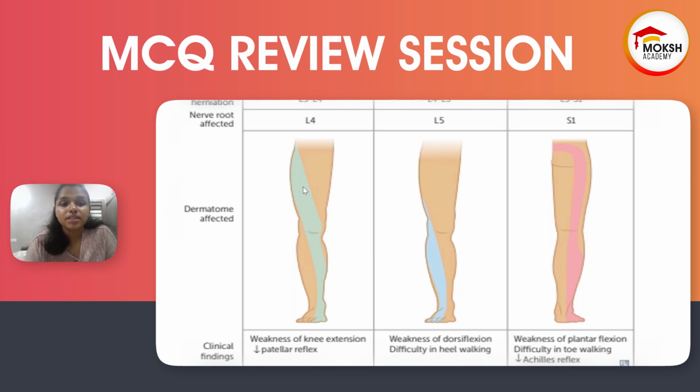Here we can see the anterior part of the thigh with the medial part of the leg is affected. So if the anterior thigh with the medial part of the leg is affected, go for L4. L5 is the lateral part of the leg. And when it comes to S1, it becomes a little bit more posterior and lateral. So think about it that way. The most important thing to look for here is whether any reflexes are being affected.